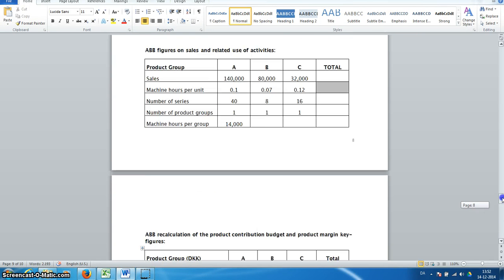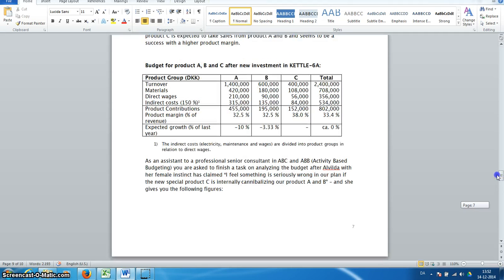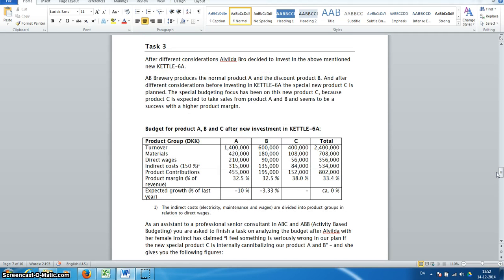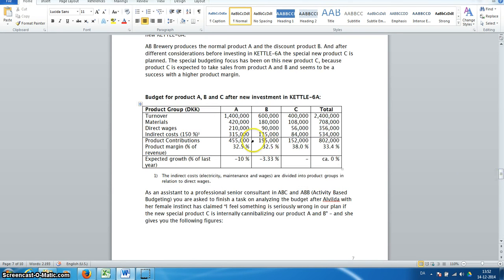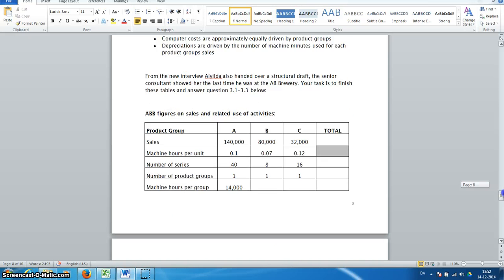The next exercise, exercise 3 in this exam paper, is an exercise in activity-based costing. It's not a particularly difficult exercise, but it's a very messy exercise. We get a lot of information on these three products. First we can see here the standard costing analysis with the resulting product margins. Then we get a lot of information that we should use to make an activity-based costing analysis.